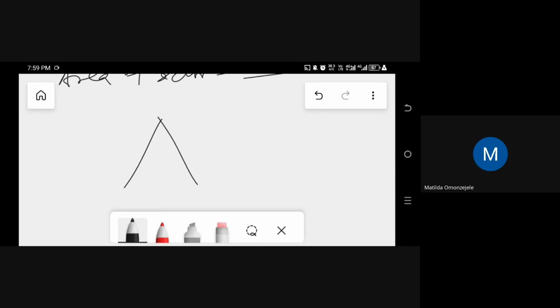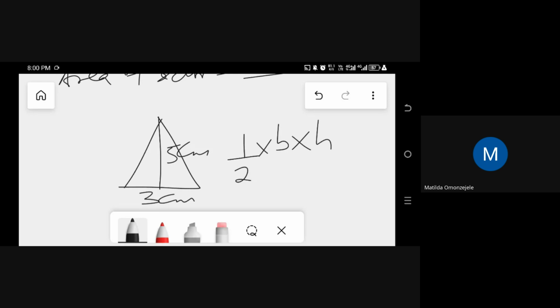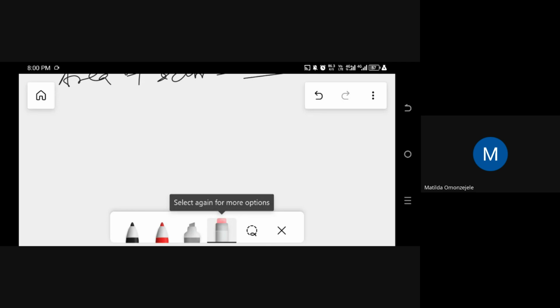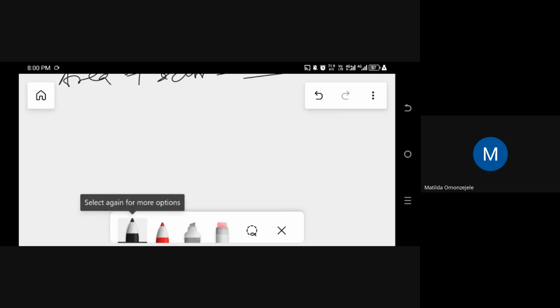If you have a triangle like this, you have the height. Let's say the height is 5 centimeters and the base is 3 centimeters. That's when you say area is half base times height, or base times height divided by 2. What about a situation where you have a triangle like this? This is how the triangle is.